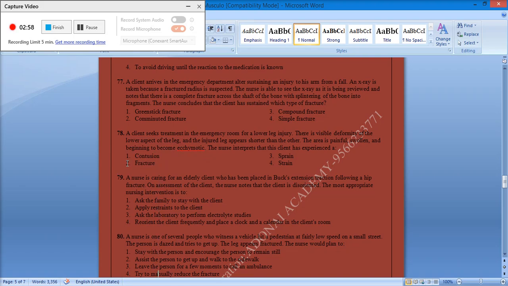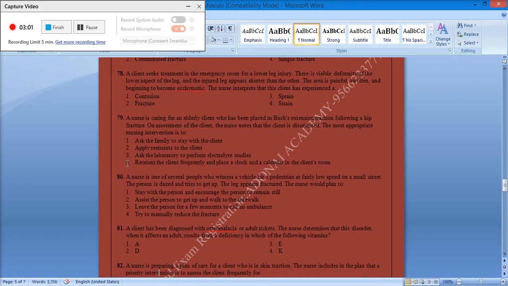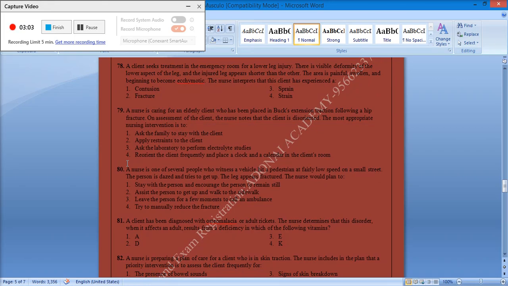79. A nurse is caring for an elderly client who has been placed in Buck's extension traction following a hip fracture. On assessment of the client, the nurse notes the client is disoriented. The most appropriate nursing intervention is to: 1. Ask the family to stay with the client. 2. Apply restraints to the client. 3. Ask the laboratory to perform electrolyte studies. 4. Reorient the client frequently and place a clock and calendar in the client's room. The correct answer is 4. Reorient the client frequently and place a clock and a calendar in the client's room.